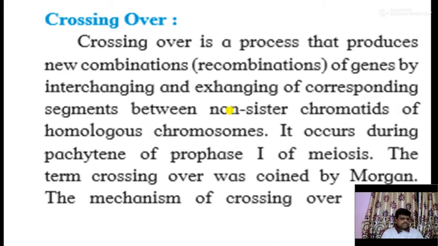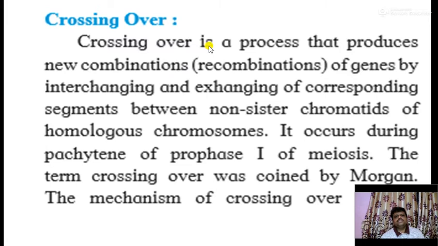Now just move towards the most important point, that is crossing over. This is the most important event that happens in recombination. Crossing over is very essential for recombination. Crossing over is a process that produces new combinations. As I said earlier, new combination means recombination.